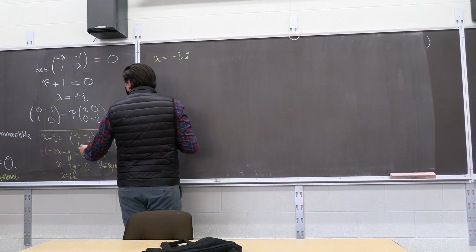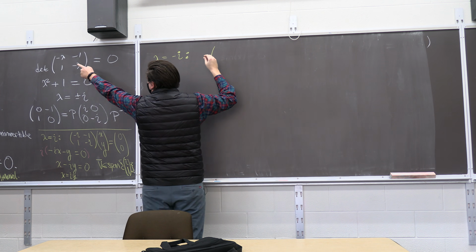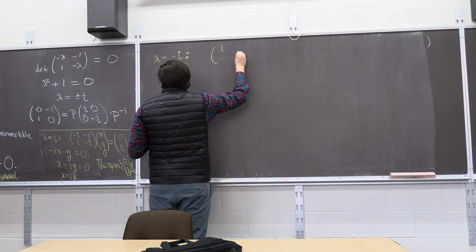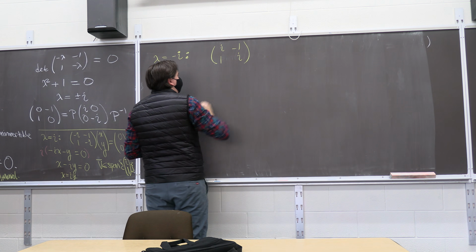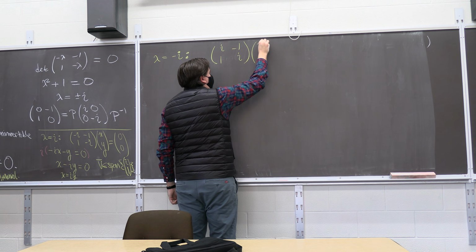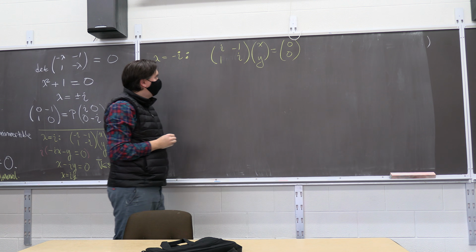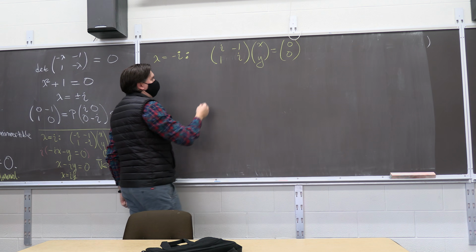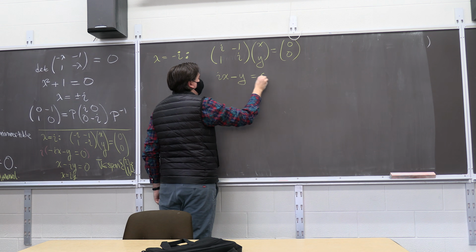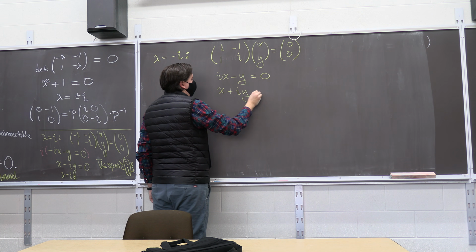So we're trying to find the null space of the matrix. Plug in negative i now. So negative lambda would give you negative i times the identity, which gives i, 1, minus 1, i, times some vector x, y. When does that give you 0, 0? Well, let's look at it. This is saying ix minus y is 0 and x plus iy is 0.